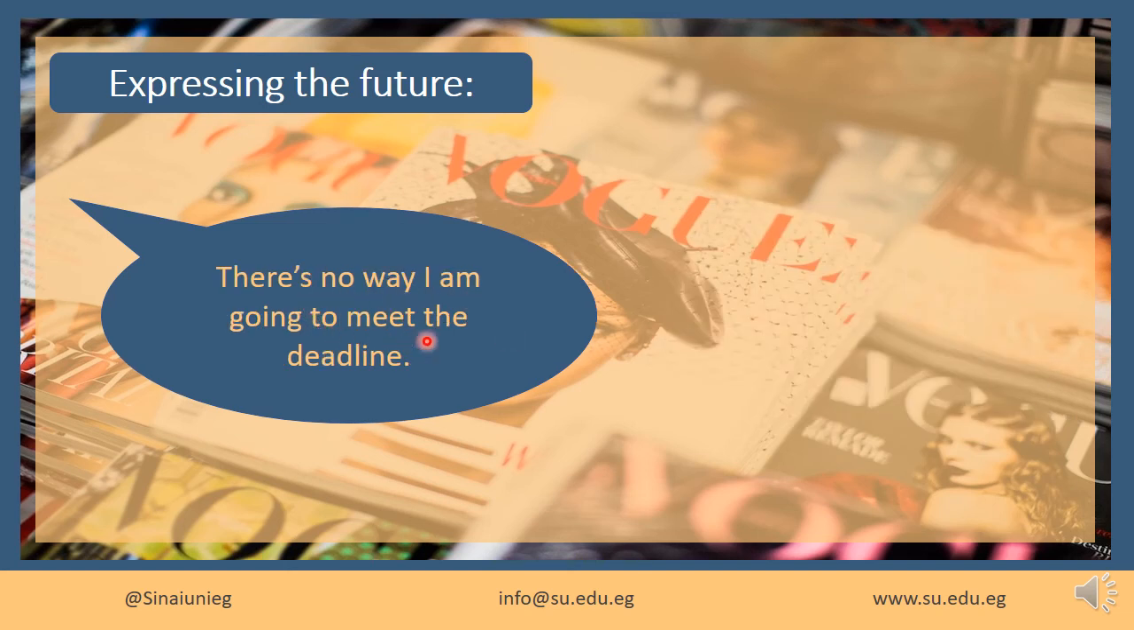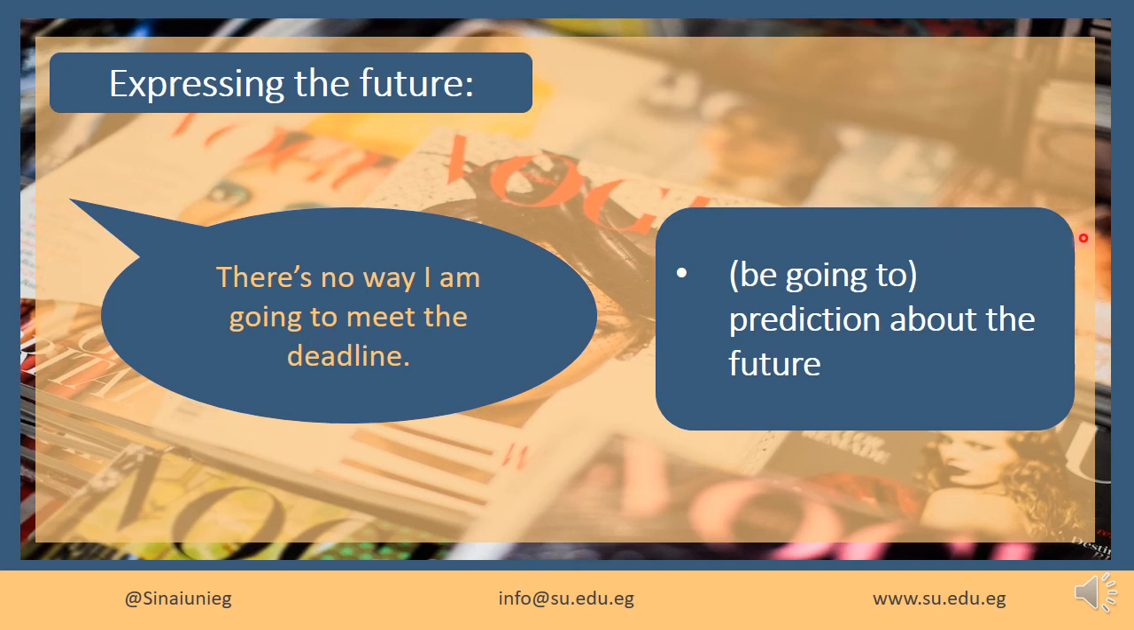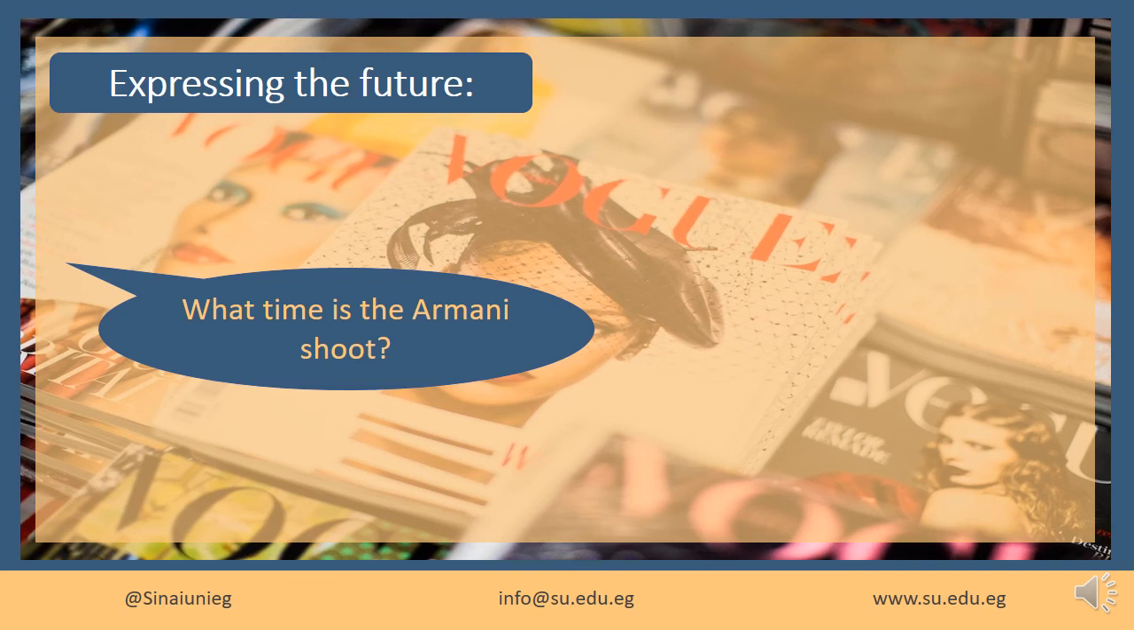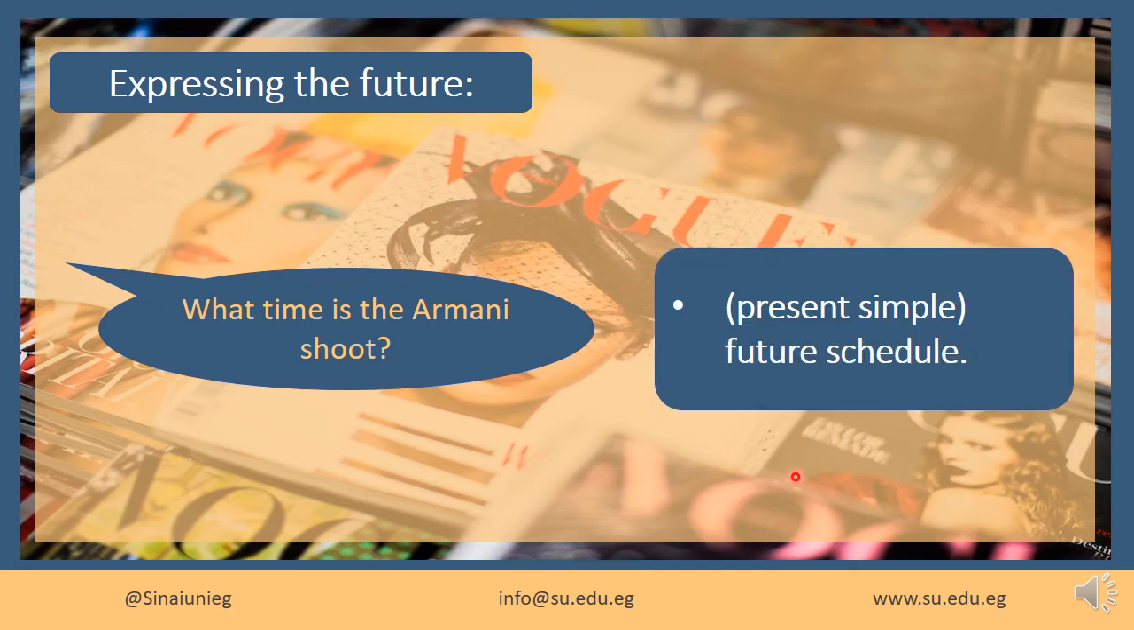There's no way I'm going to meet the deadline. As you can see, be going to, because we're talking about a prediction about the future. So definitely we have to use be going to. The last one, what time is the Armani shoot? Can you guess the form used here? Of course, it's present simple because we're talking about a future schedule.